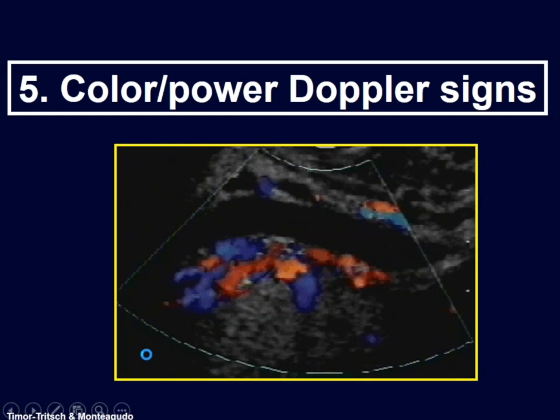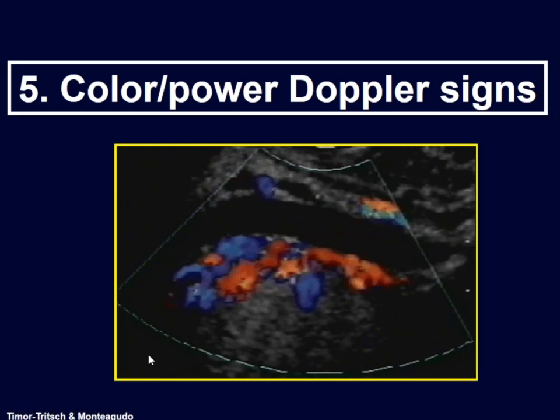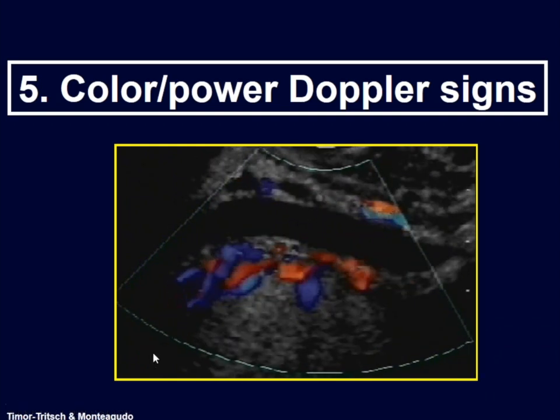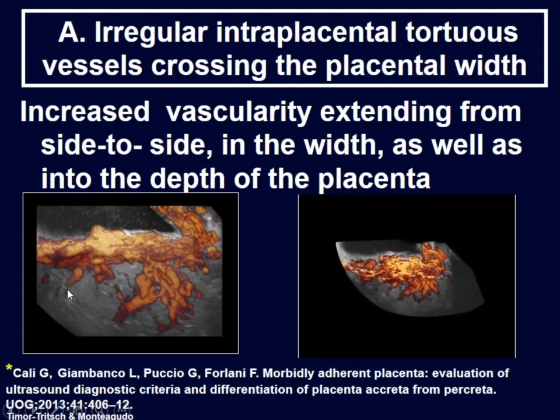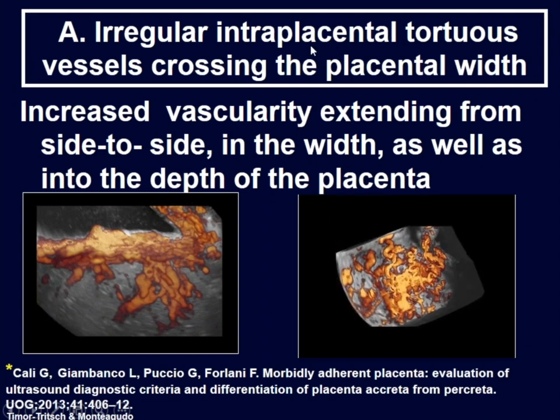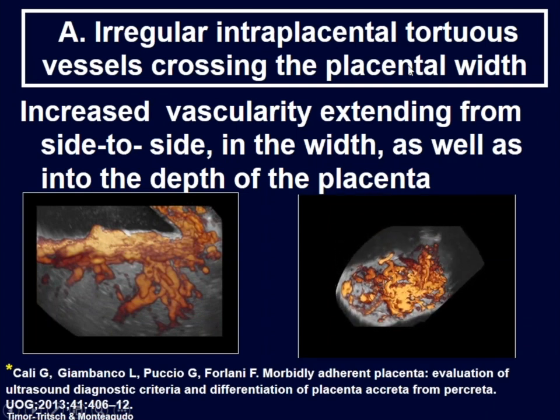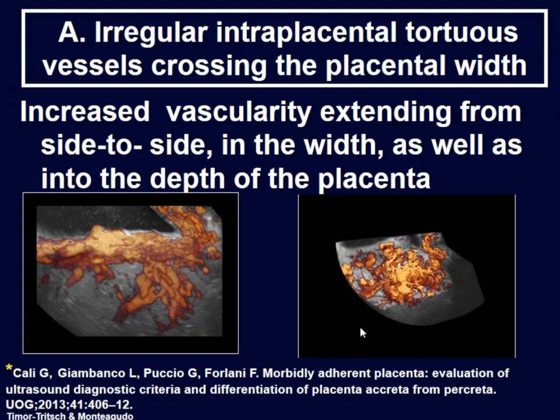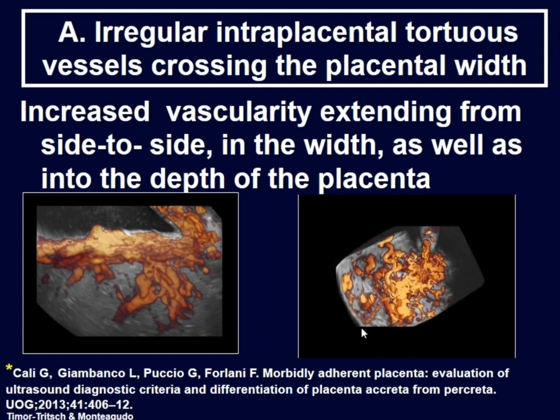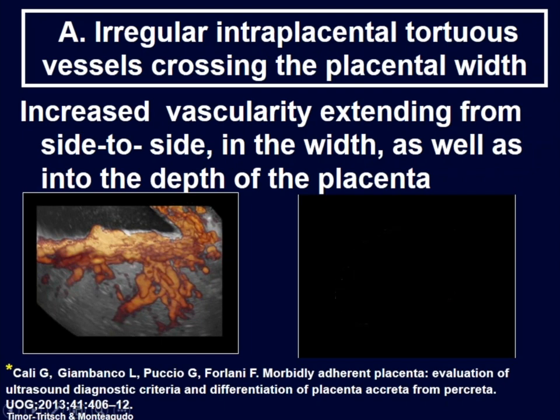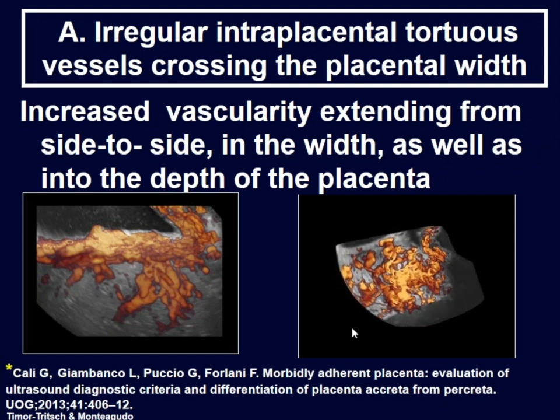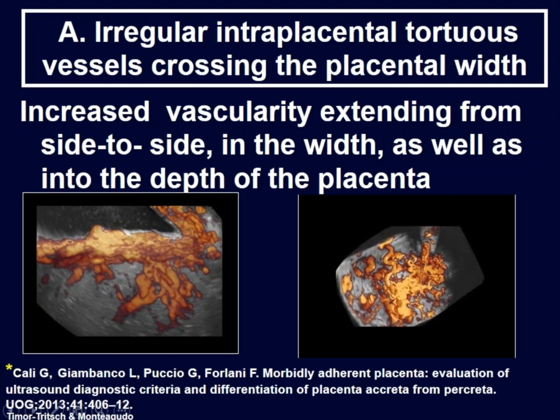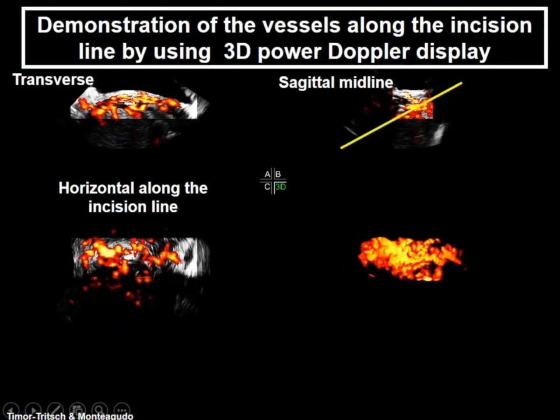Color Doppler, however, is extremely important, and the color Doppler signs are the following. First of all, the irregular intraplacental tortuous vessels crossing the placental width, and you can see that shown here. They have increased vascularity extending from side to side across the width as well as into the depths of the placenta. The next slide shows that clearly.